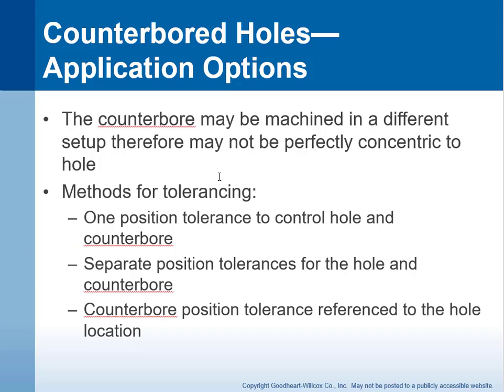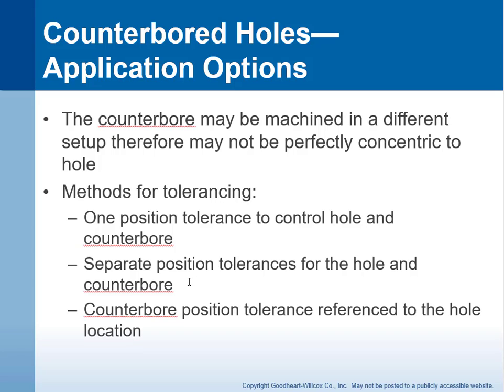This one over here, we're going to talk about counterbore holes. You really have three methods. A counterbore hole may be machined in a different setup, and therefore may not be perfectly concentric to the hole. So if we have a counterbore hole, we've got three ways to dimension those counterbores for location. One is to have a position tolerance to control both the hole and the counterbore.